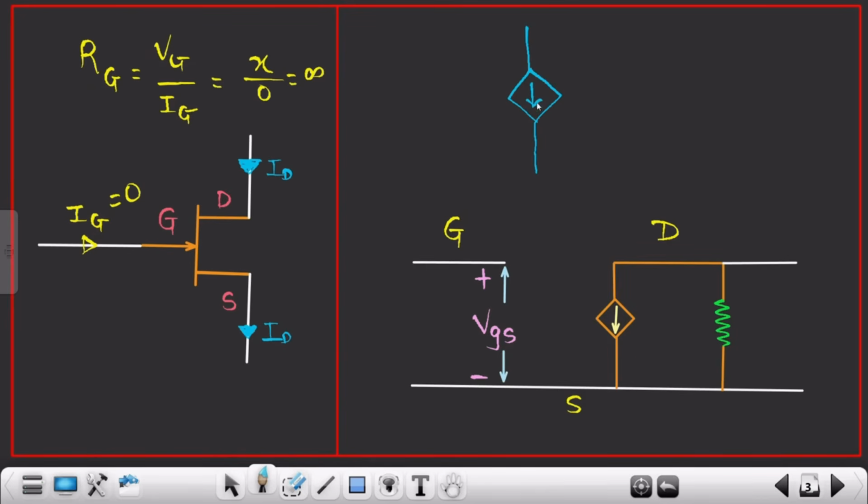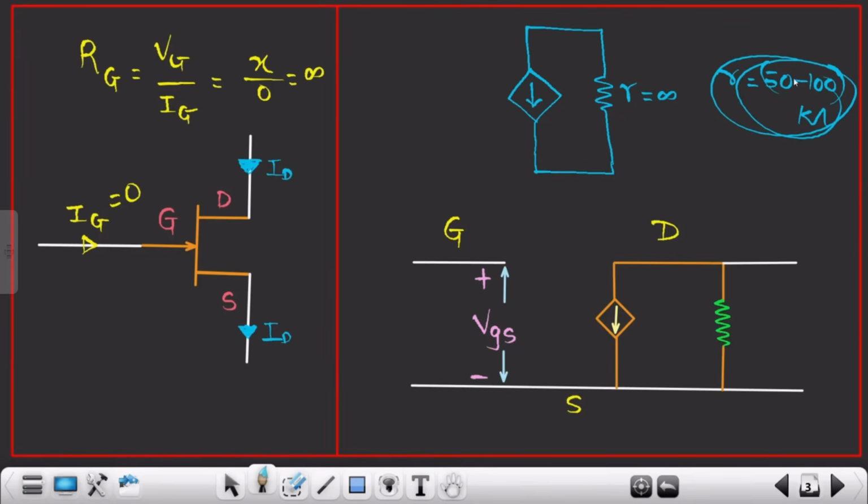And the moment I represent the current source, I will also represent one resistor. Now you will ask me why. I had explained this reason in the bipolar junction transistor course as well. This is because the internal impedance of the current source is infinite. Whatever resistor you apply over here, ideally its value is infinite, but generally its value is around 50 to 100 kilo ohm.